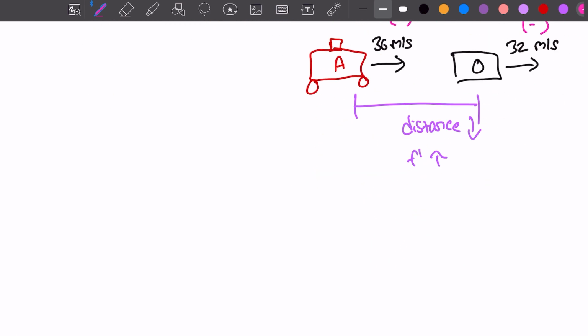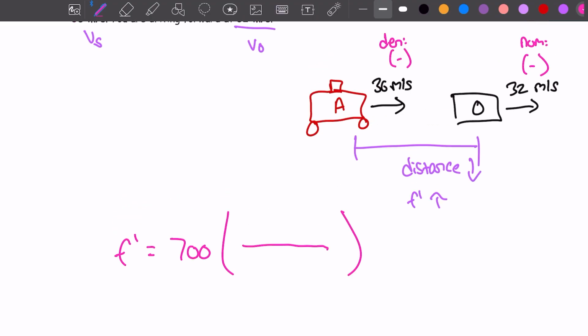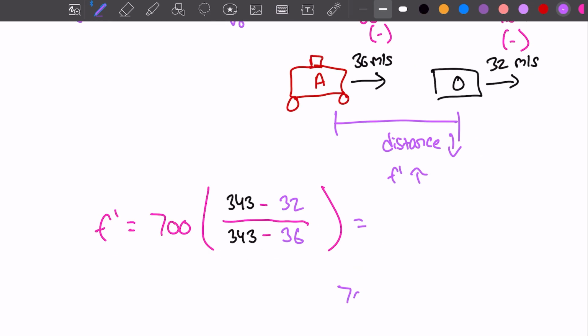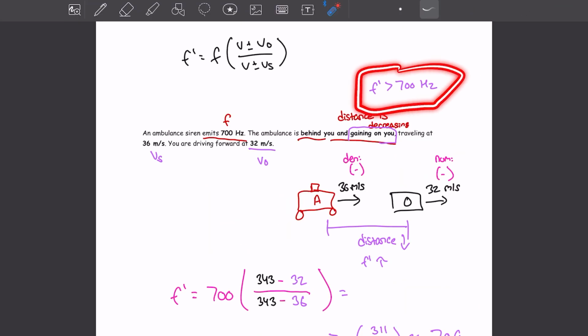Now when we plug it in, we have f prime is equal to 700 times, we already know our signs, subtraction in the numerator and subtraction in the denominator. V of 343, V sub O is 32, and V sub S is 36. We're going to get 700 times 311 over 307. And we're going to get a frequency of around 709 hertz, which lines up with our prediction right here.